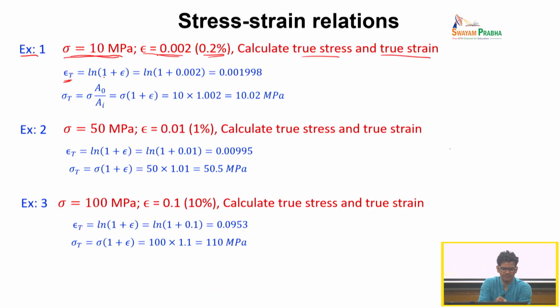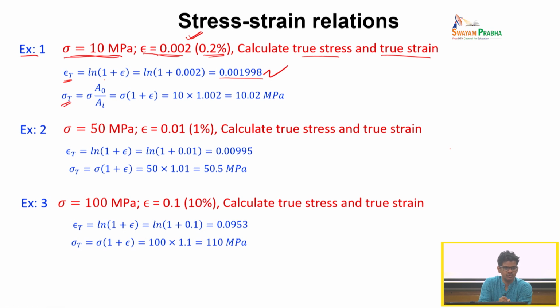True strain is ln of 1 plus epsilon, and epsilon is 0.002. So ln of 1.002 is 0.0019. If you compare this true strain and the engineering strain, they are not very different, they are very similar in this particular example.